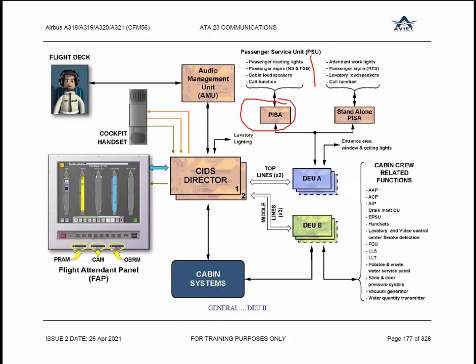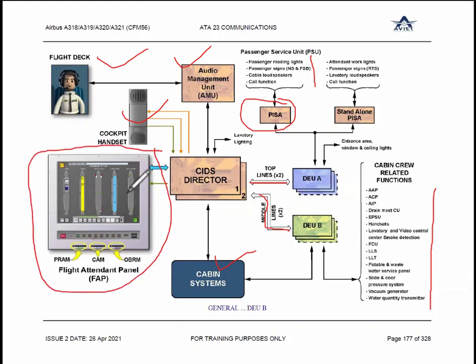Similarly, DUB is the same and the functions are also the same. One or two functions become permanent, not optional. Additionally, it has got some additional functions we'll talk about. Interface with audio management unit, flight deck, cockpit handset is the same. Cabin system is the same. Cabin system is vacuum system control functions, drain mask, right? All these things are the same. Top line bus, middle line bus is the same, right?